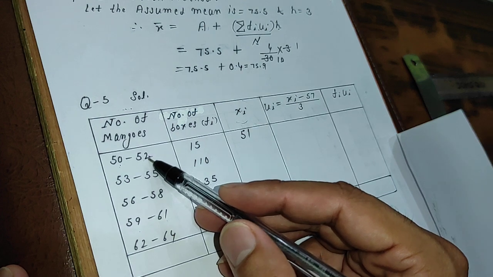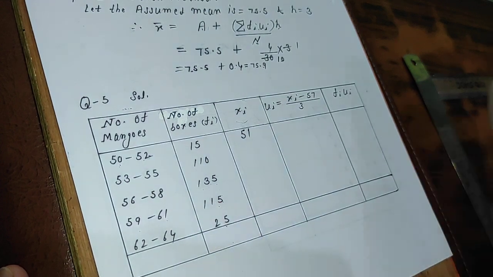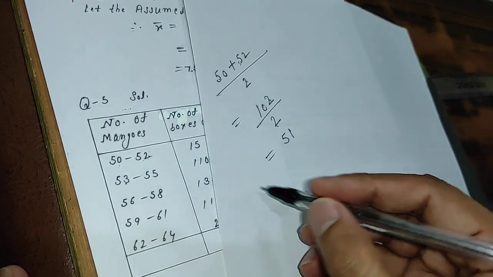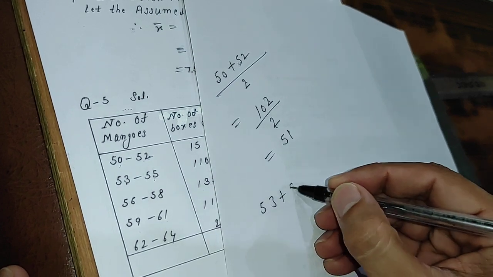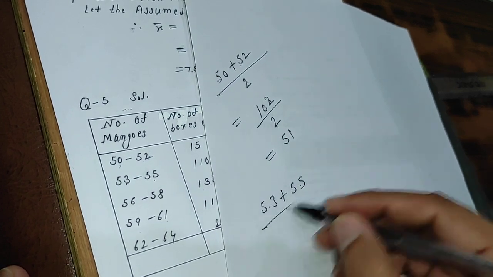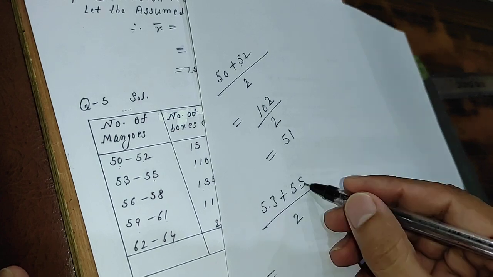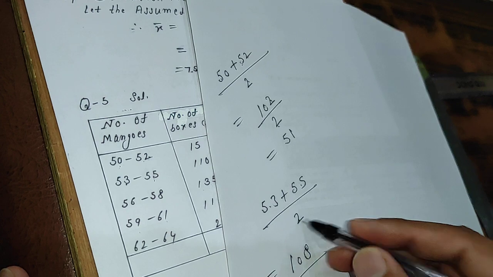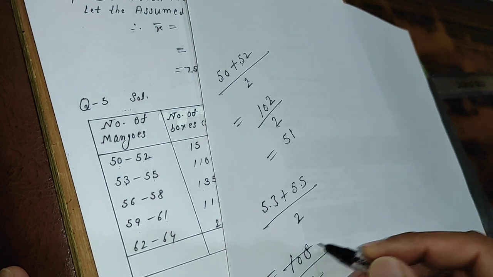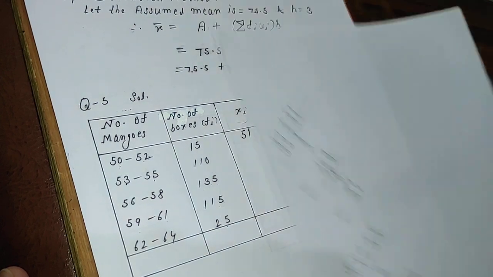As it is, this data is not continuous. You can see here 52 and here 53. Let us add these also: 53 plus 55. This is the lower limit, this is the upper limit. Divide this sum by 2. 53 plus 55 is 108, divided by 2, 54.